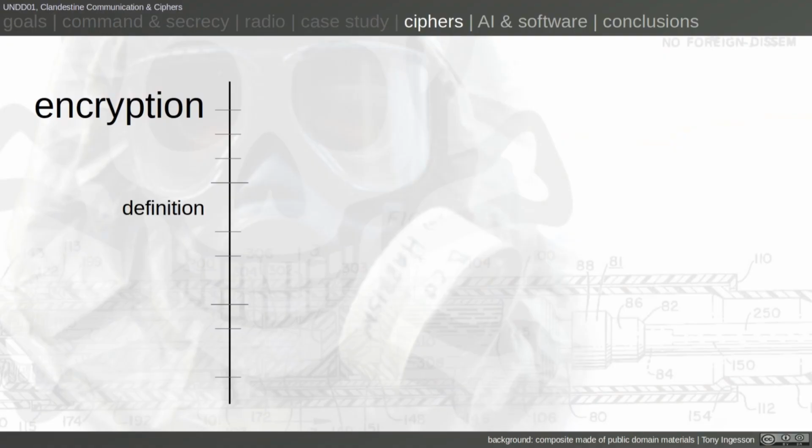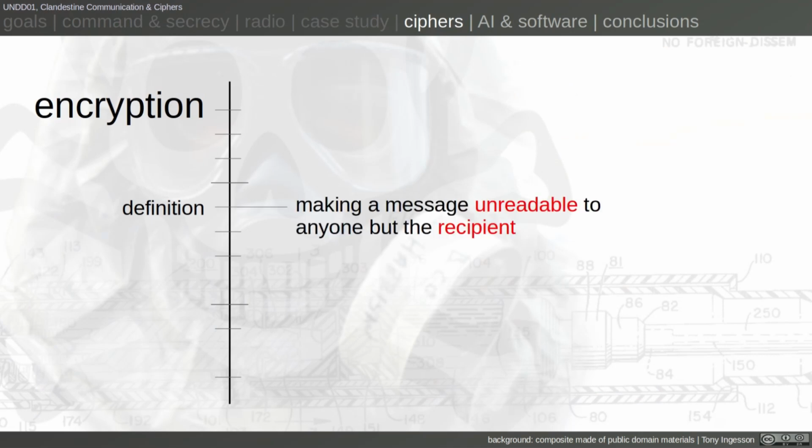The first thing we need to learn is the definition. So the definition of encryption is to make a message unreadable to anyone but the recipient. So you don't have to actually hide the message. You can make the message available, but it's still unreadable because it's encrypted. This is the idea behind number stations. Anyone can tune in a number station, but you won't be able to make sense of the message because the message is protected by encryption.